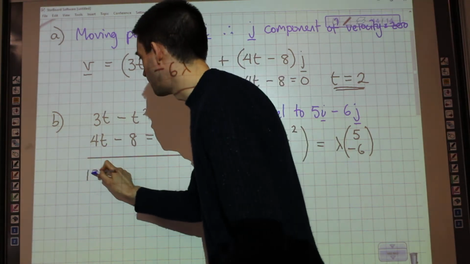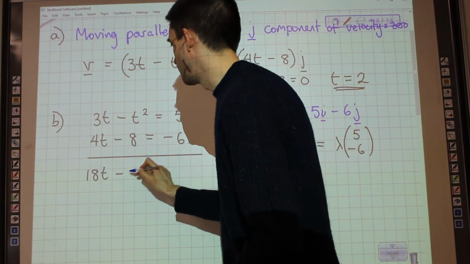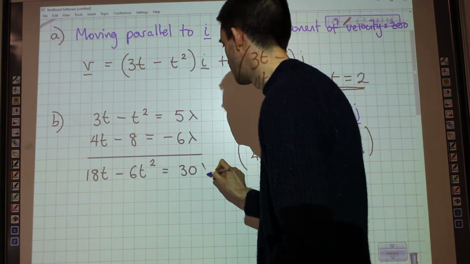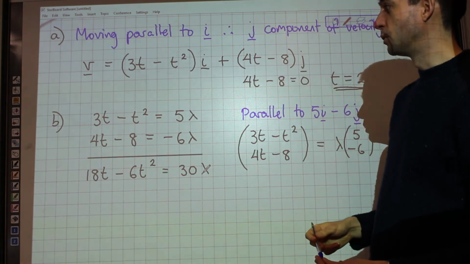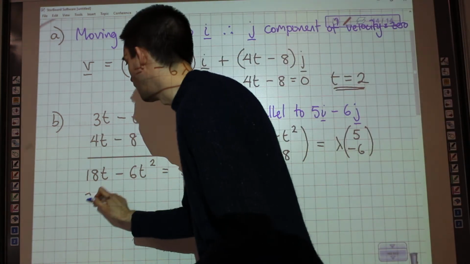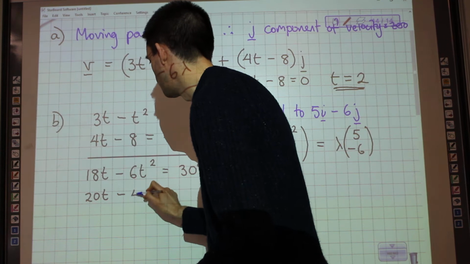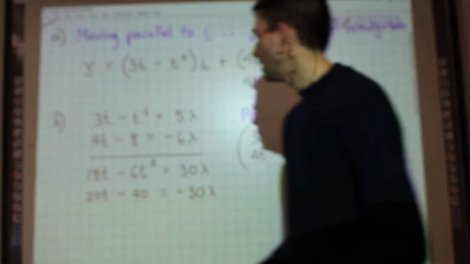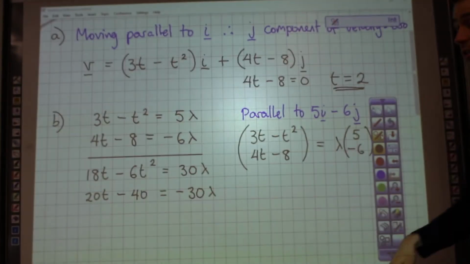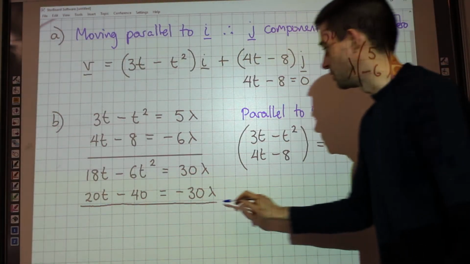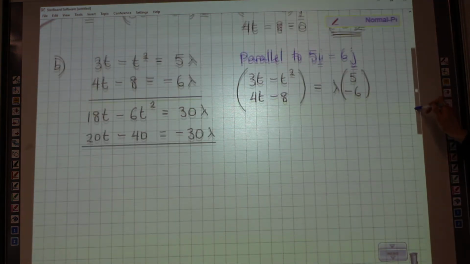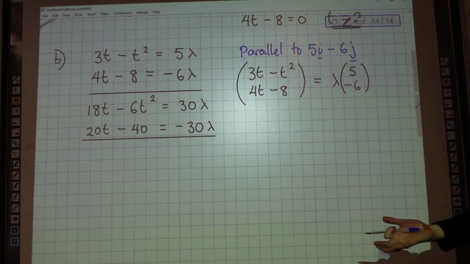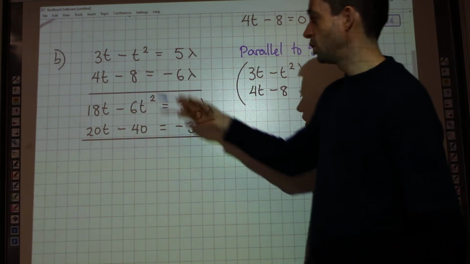So I'm going to multiply the first one by 6, which gives me 18t minus 6t squared equals 30 lambda. And I'm going to multiply the second one by 5, which gives me 20t minus 40 equals negative 30 lambda. The reason I've done that is that the next stage of my working, if I add the two equations, I will eliminate lambda. I don't actually care what lambda is, I'm trying to find t, so it's sensible. Just be careful with your signs.